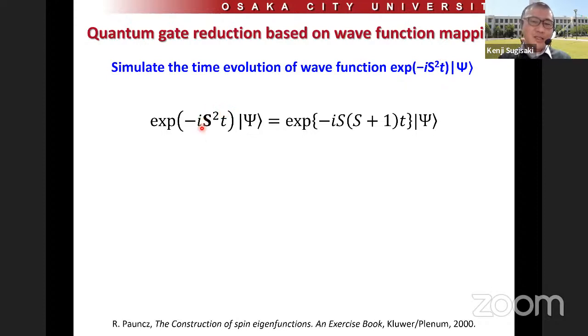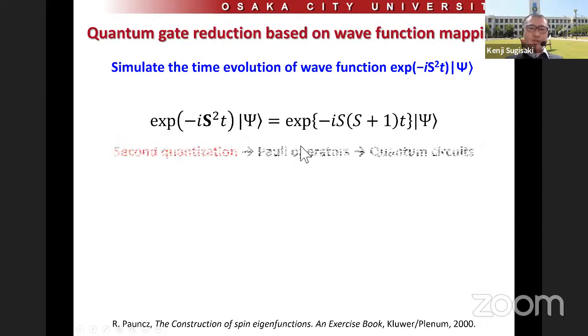The S-square operator has an eigenvalue S times S plus 1. So applying this time evolution operator will cause some phase cycle depending on the spin quantum number S, as shown here. Usually, in order to perform this kind of operation, we have to define the S-square operator in the second quantized formula, and then perform the Fermion-Qubit transformation using Jordan-Wigner or Bravyi-Kitaev or something to obtain the Pauli operators, and then construct the quantum circuit.